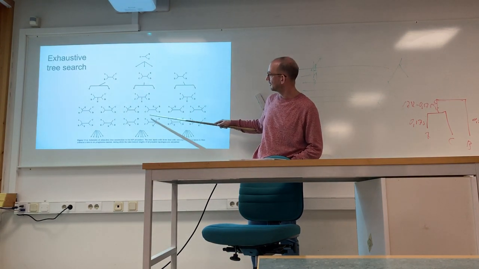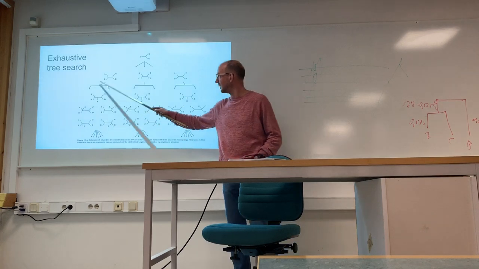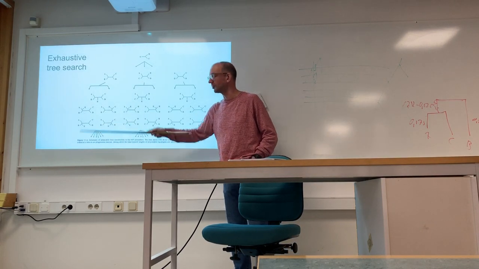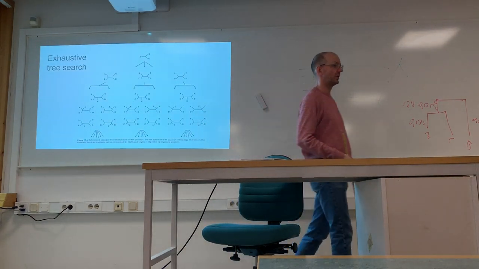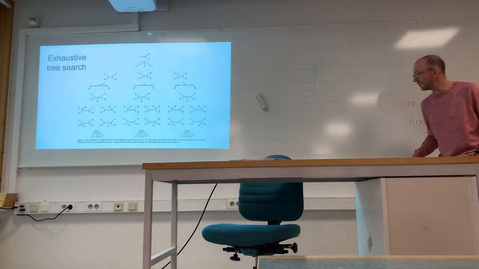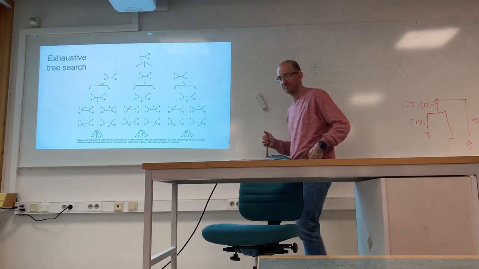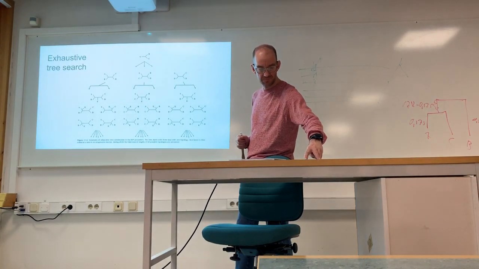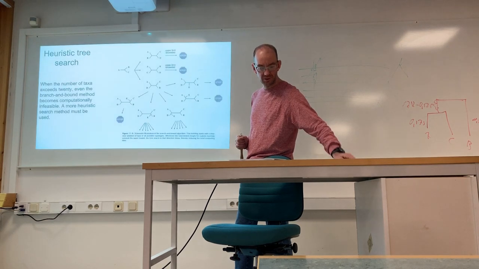And then with 5, you have to add E, and depending on what you have here, you can put it next to each of the 4 others. So there are a lot of different trees you can place it in. And that's of course not possible if you have many taxa.